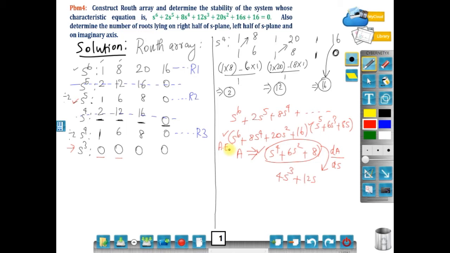We take that auxiliary equation of the previous row, A: s power 4 plus 6 s square plus 8. I take one differentiation with respect to s, and what I get is 4 s power 3 plus 12 s. So we get the coefficient of s power 3 as 4 and of s power 1 as 12. We can also divide the same by 4, so the answer is 1 and 3.